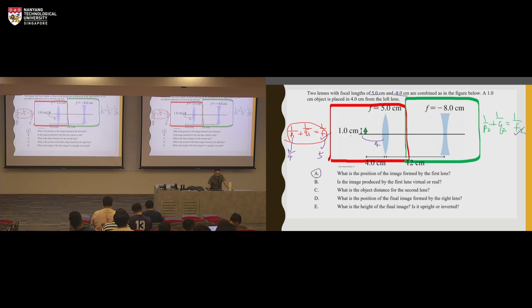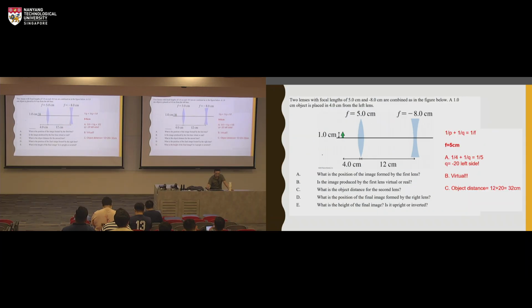So the first step is actually from your system 1, you already can solve the position of your image, which is Q1. Okay, so basically, by using this thin lens equation, when you apply F is 5, P as 4, you'll discover that you can solve question A. You can solve your Q is negative 20. Okay, so it means that from the first question, you get an image where? You get an image somewhere over here, Q, 20.